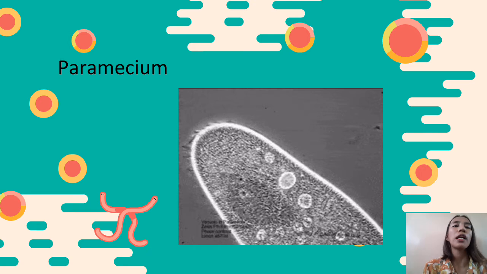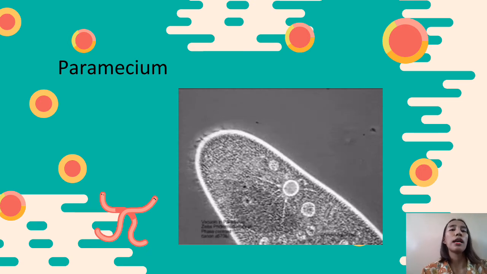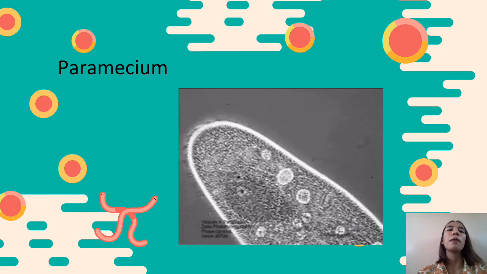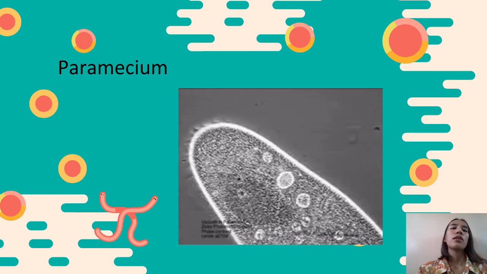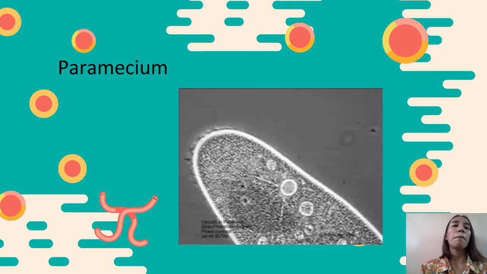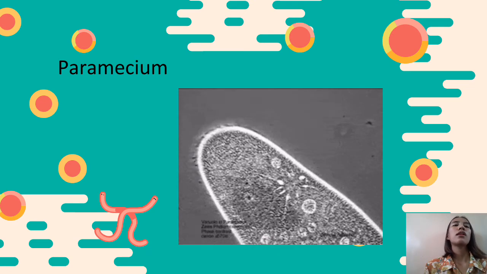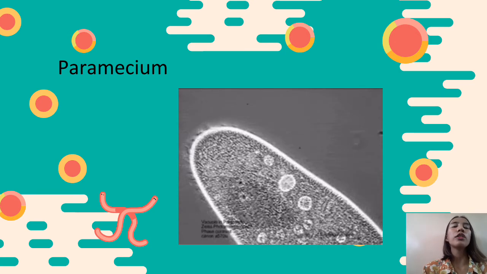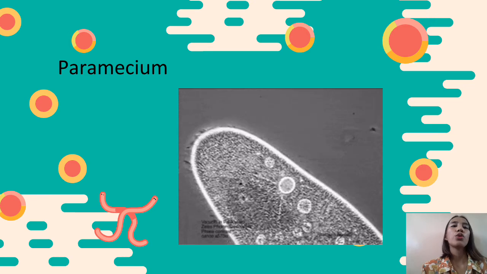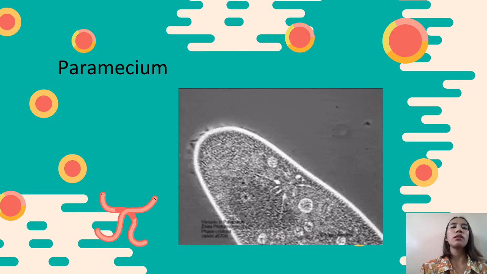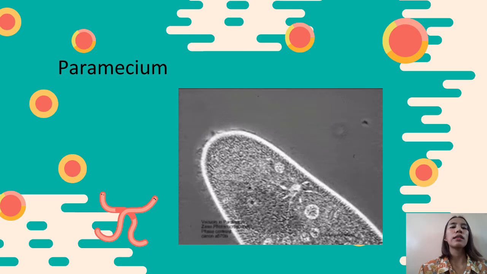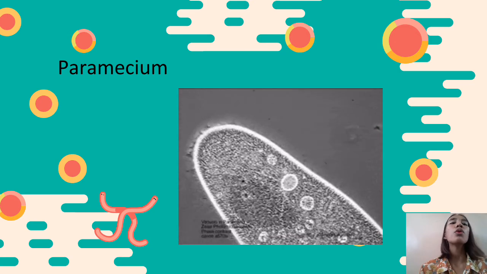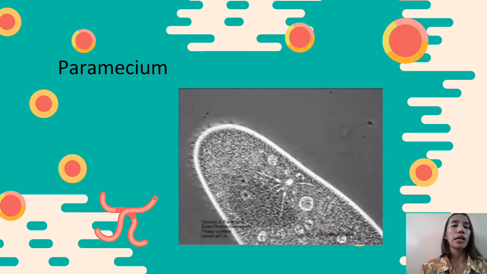Do you know what is paramecium, class? Okay, paramecium is a kind of one cell organism. So it can be found in the ponds, in the lakes. This paramecium, they undergo the process of fission. So one individual of paramecium can divide into two, then it will become a new organism or offspring.